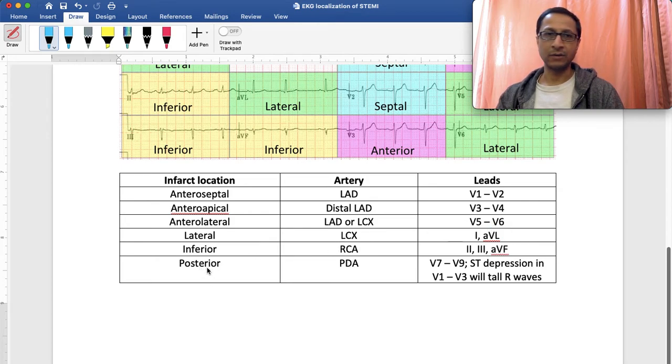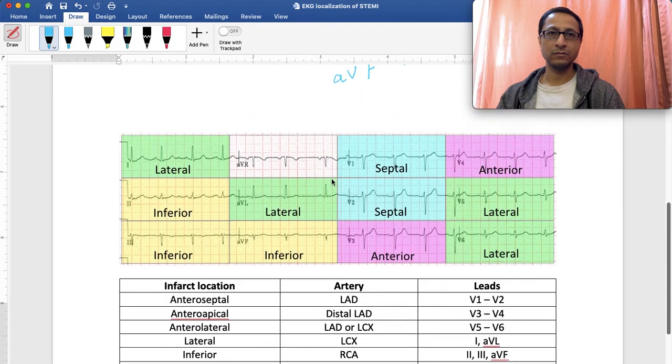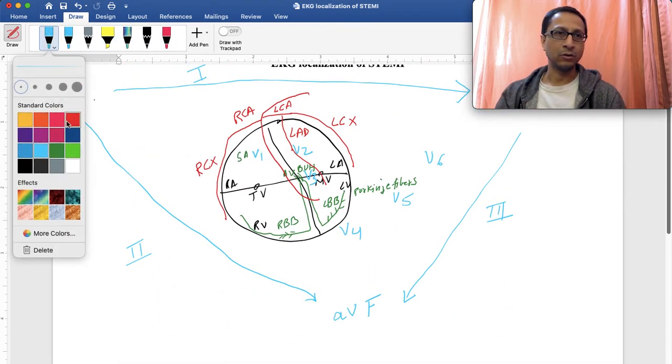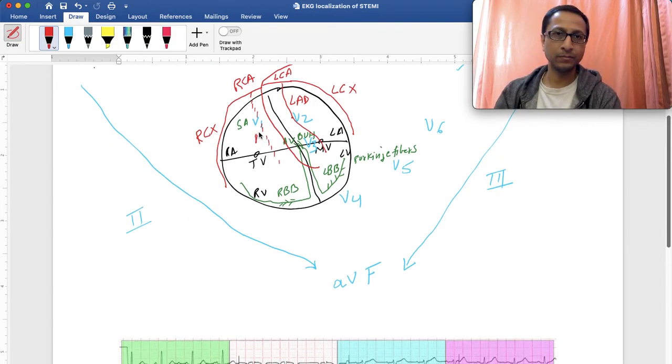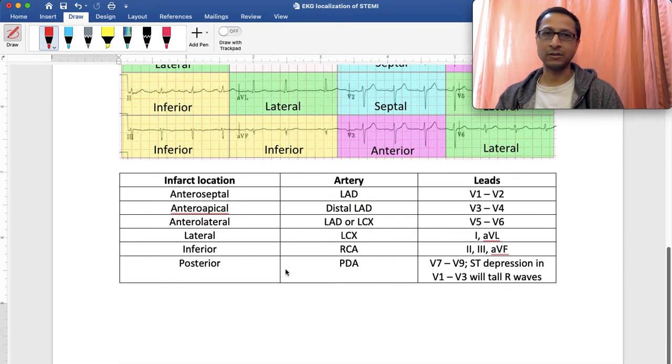And the posterior, this is the only one that's left out. The posterior area of the heart is supplied by the posterior descending artery, which is a branch of the right coronary artery. So this branch we can draw over here as a branch of the RCA. Think of the dotted line as the PDA. It goes all the way down on the back side of the heart. That's PDA, not patent ductus arteriosus, but posterior descending artery, a branch of the RCA. These are less commonly tested on the boards, but good to know. And here you'll see V7 to V9 leads and ST depression in V1 to V3 with tall R waves.